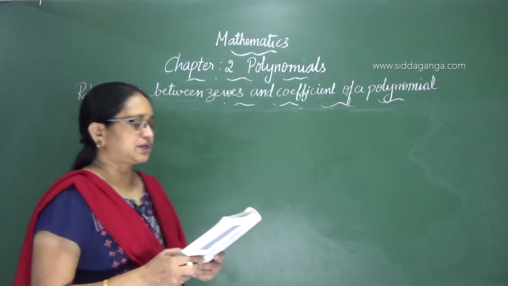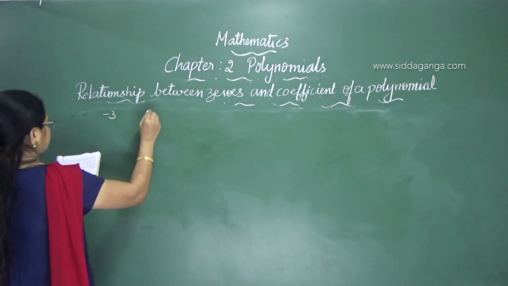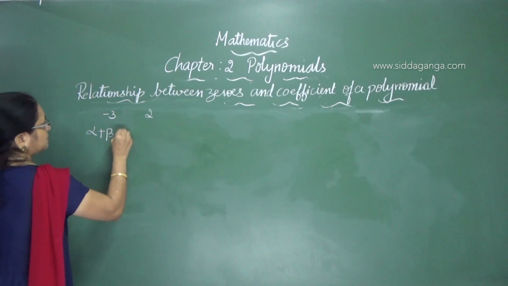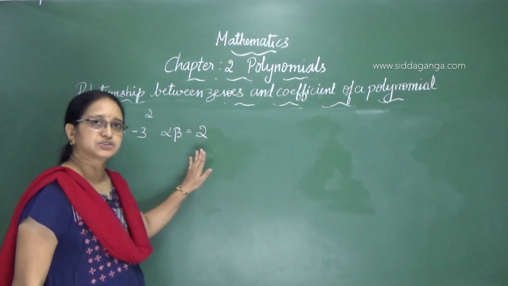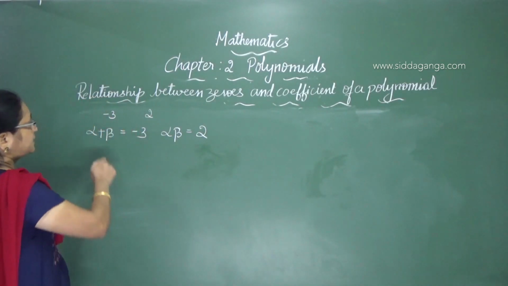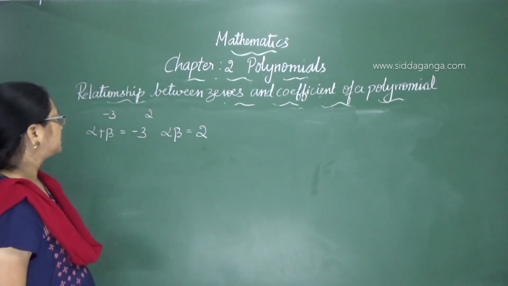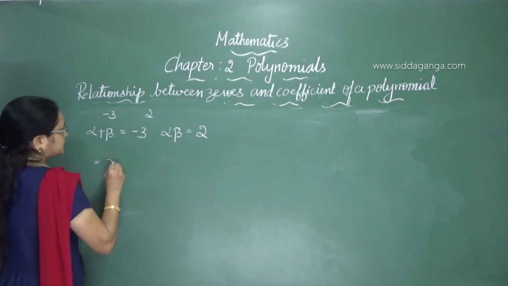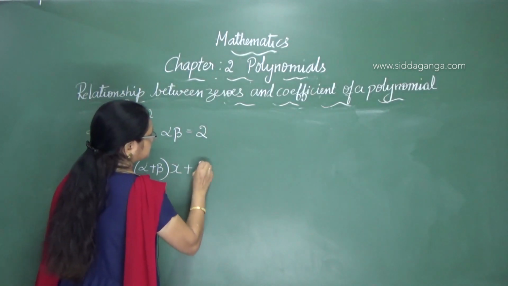Now find a quadratic polynomial. The sum is minus 3 and the product is 2. They have given that. So here, if we take alpha and beta as the zeros of the polynomial, then alpha plus beta, the sum, is minus 3 and the product alpha beta is 2. Now how to frame the polynomial? Since there are two zeros, it is a quadratic polynomial. Now actually we have one formula, but it is not given in your textbook. Please observe carefully: x square minus alpha plus beta into x plus alpha beta.